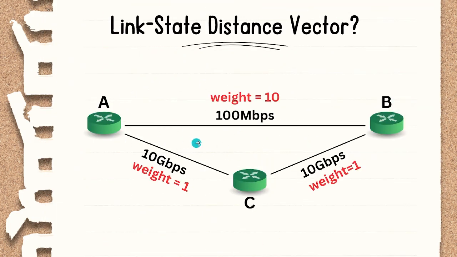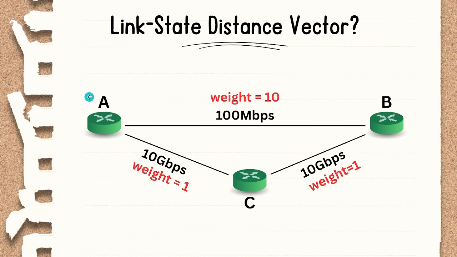So let's say this is your topology where you have 3 devices A, B and C, and these are the links between them. Between A and C you have a 10 Gbps link, between B and C you have the same configuration, and between A and B you have a 100 Mbps link. Now by the looks of it, you can see that the 100 Mbps link between A and B will be slower. And let's say a packet is coming from A and it wants to go to B.